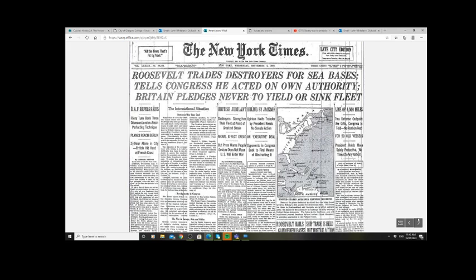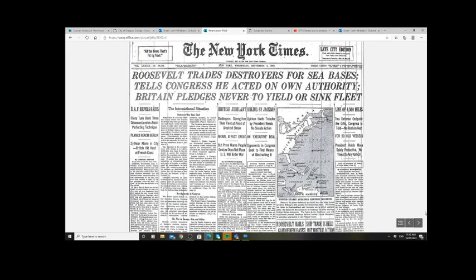So what we get in September 1940 is a deal done, and you can see the headline here. It's very much to the point. Roosevelt trades destroyers for sea bases, tells Congress he acted on own authority, and therefore we're getting this view that Roosevelt is passing executive orders. He's just making decisions that he thinks are going to be the best for the United States, and therefore the best for Britain at this point.